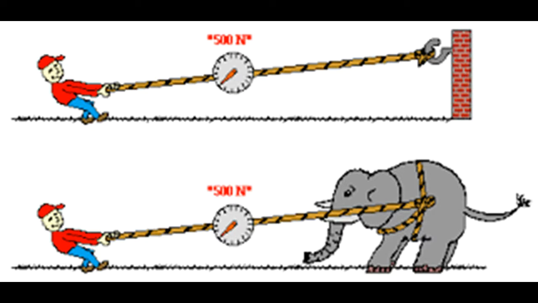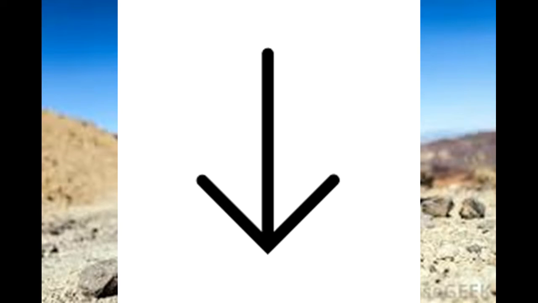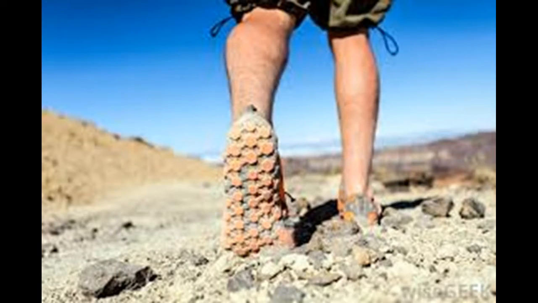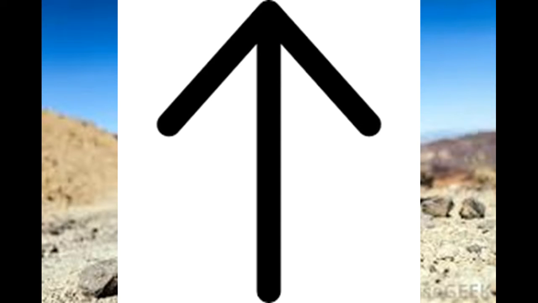Newton's third law of motion. Newton's third law of motion explains how each action has an equal and opposite reaction. For example, when you stand on the ground, you push on the ground. The equal and opposite reaction is the ground pushing you.